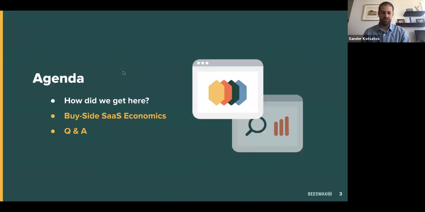So, quick agenda. First, we're going to talk about the background, how we got here, look at some architecture of how most bidders are deployed, and then really talk about the economics of it, how things work today, how they could change, and what that would enable to happen from a SaaS side.